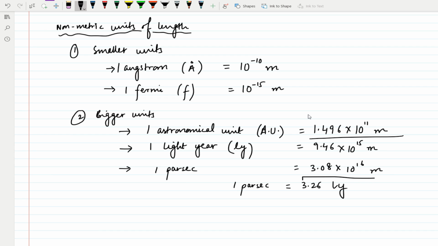Now here you need to note one point, that this light year, even though it has year in its name, is not a unit of time, it is a unit of length. This is a very common mistake. Light year is given and then you are asked which physical quantity it represents. The students normally write time since it has year in it. But remember, it is wrong. The correct physical quantity which light year represents is length. Now this was all about the different units of length.